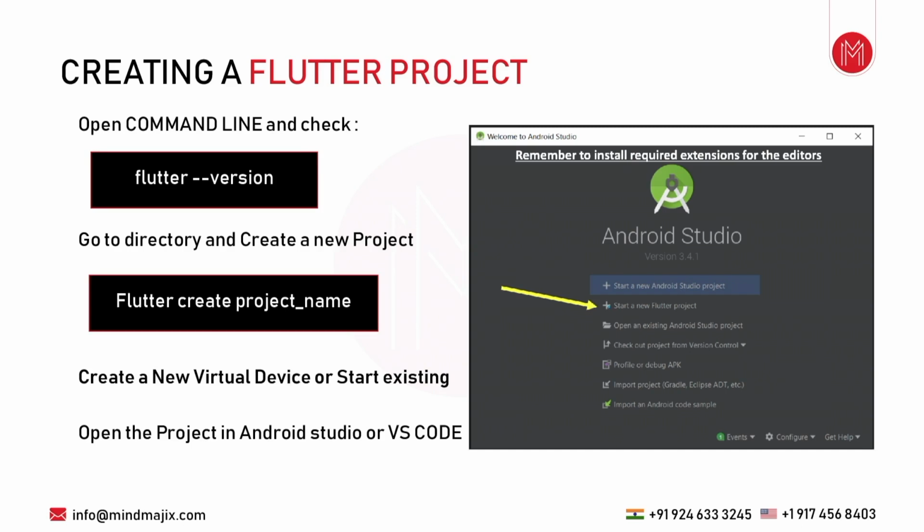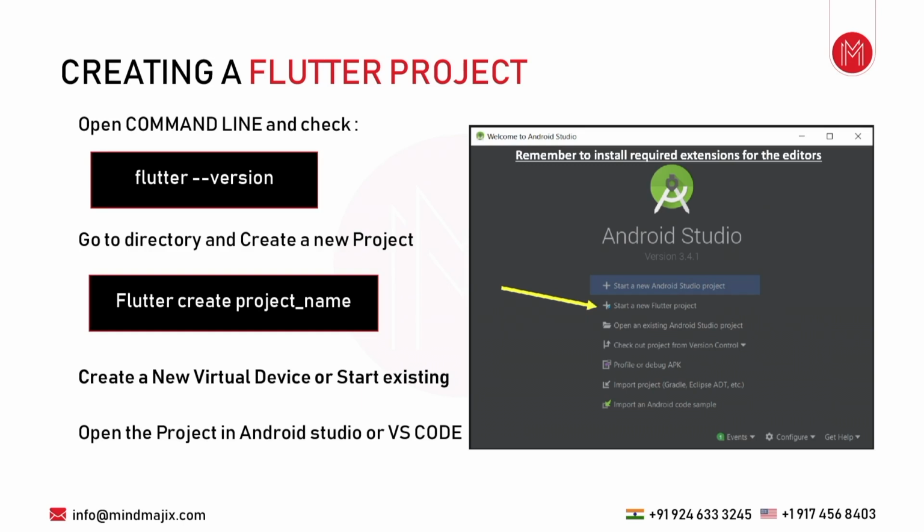Now to create a Flutter project, there are two methods or two ways. First is using Android Studio. If you use Android Studio a lot, then you can just open Android Studio and install the required extensions for Flutter, because there is an extension tool in Android Studio as well. You simply have to download or install the Flutter tools.